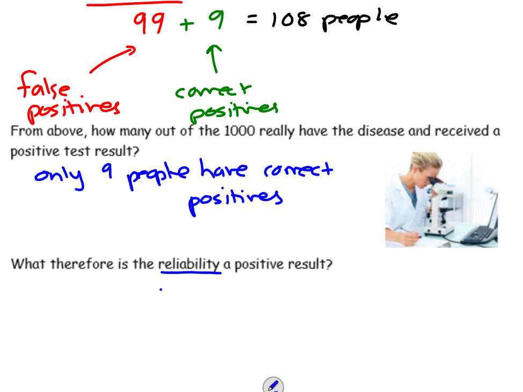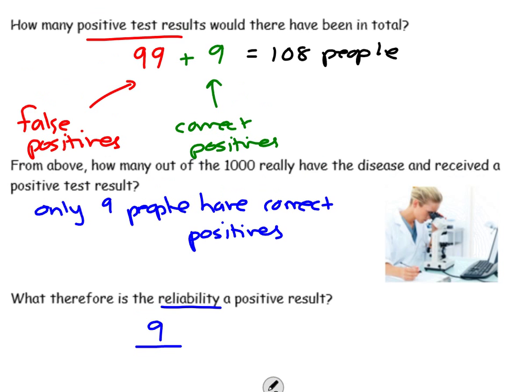So 9 people in total have correct positives out of the total number of people with positive results. Can you see above where we worked that out? That was up here. So 108. So this is, again, let's just remind ourselves, these are the correct positives.